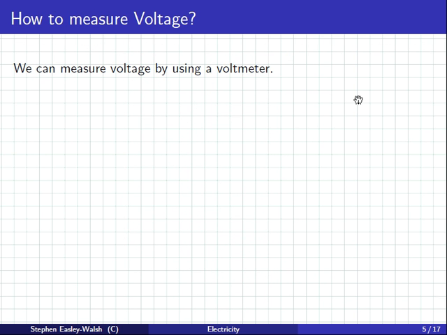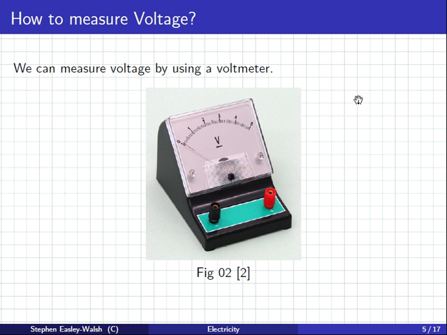Okay, so how can we measure voltage? Well, we measure voltage using something called a voltmeter. Pictured so. So I think it's enough if you just write down the name. Measure voltage with a voltmeter.